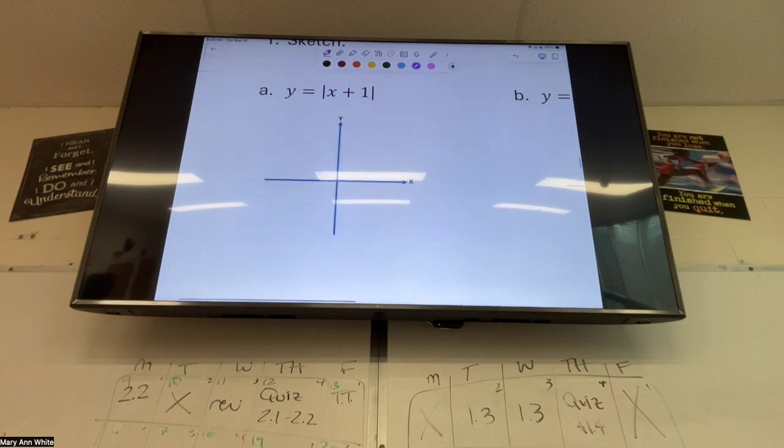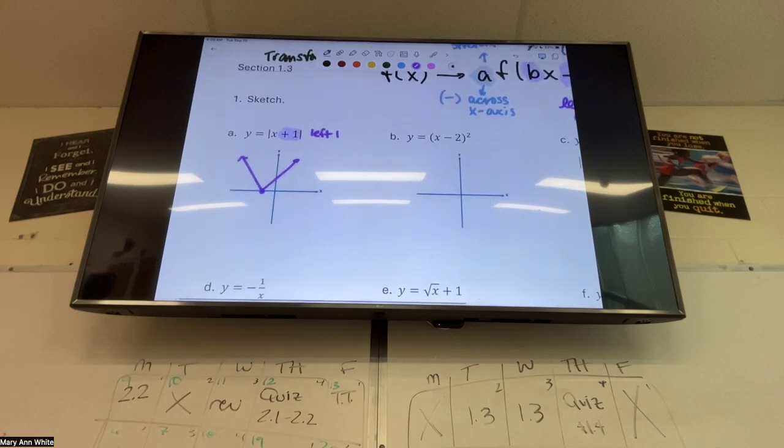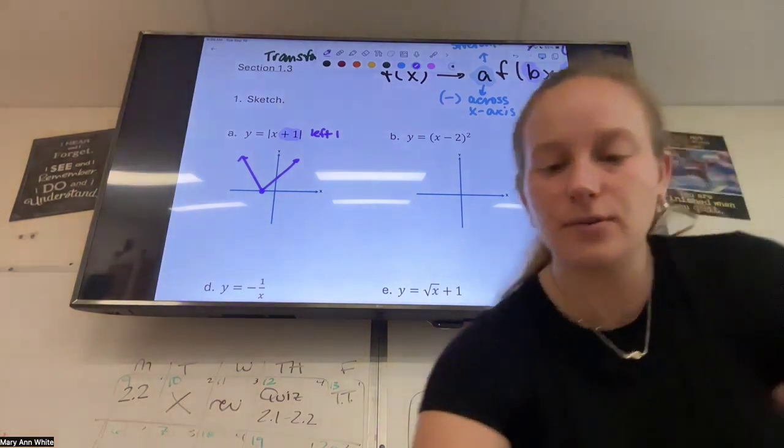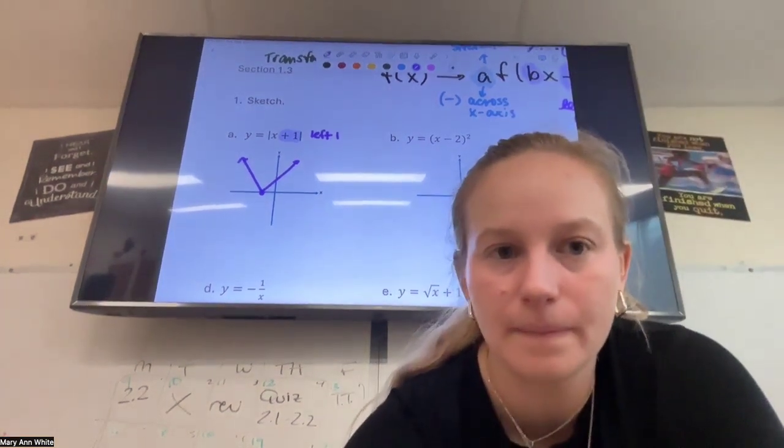Okay, so what is that +1 doing to my graph? To the left, very good. And you can write off to the side left 1, especially if you're not sure if you did it right or wrong. That way you're showing me that you know what you're supposed to be doing. I'll move it to the left and then remind me what's that shape going to be of that graph? A V, very good. What about that next one? Is that -2 going to move it up and down, left and right?